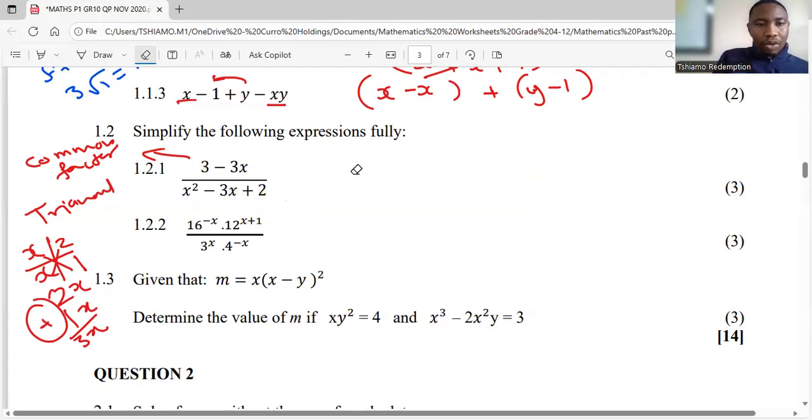Okay, let's look at 1.2.2 now. Say simplify that expression. So the first thing we do there, we change all the bases to be prime bases. Because remember, with applying laws of exponents, we are always saying the bases must be the same. The foundation of applying laws of exponents, we need the bases to be the same. So as it stands, we don't have the same base. So we have 16, 12, 3, and 4.